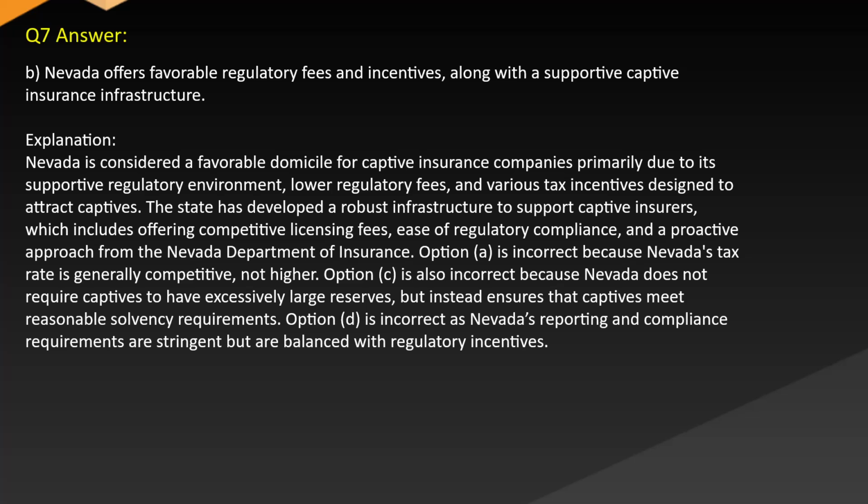Option A is incorrect because Nevada's tax rate is generally competitive, not higher. Option C is also incorrect because Nevada does not require captives to have excessively large reserves, but instead ensures that captives meet reasonable solvency requirements. Option D is incorrect as Nevada's reporting and compliance requirements are stringent but are balanced with regulatory incentives.